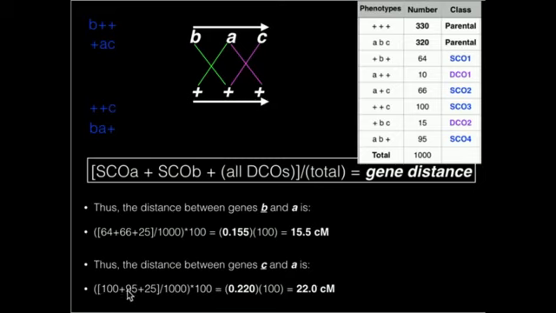So I'm going to add 100 plus 95. Again, add all the double crossovers, which is still 25, that hasn't changed, and divide the whole thing by the total, which happens to be 1,000. Initially, that gives me 0.220.